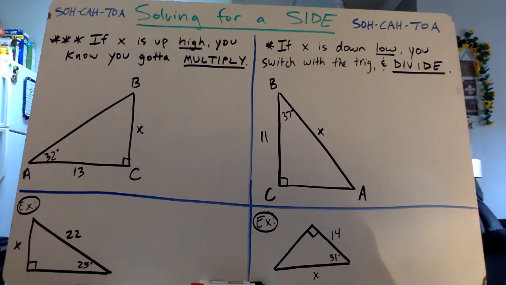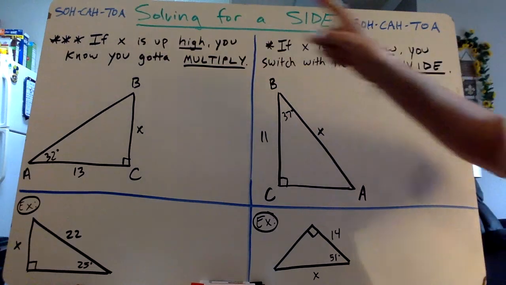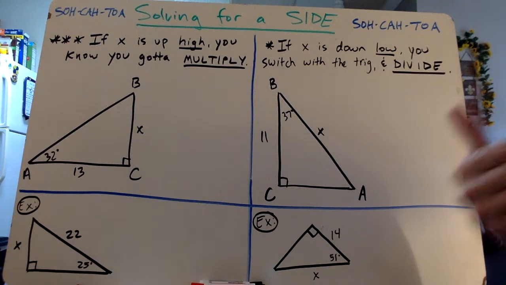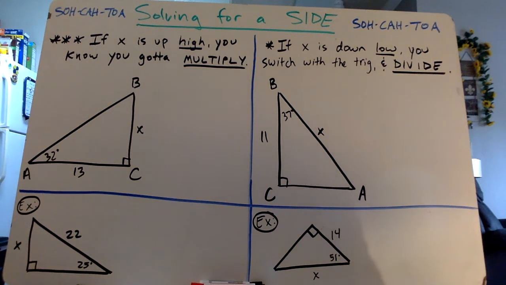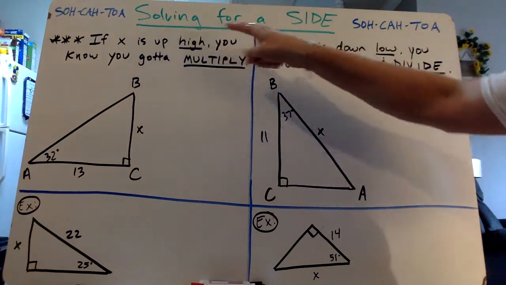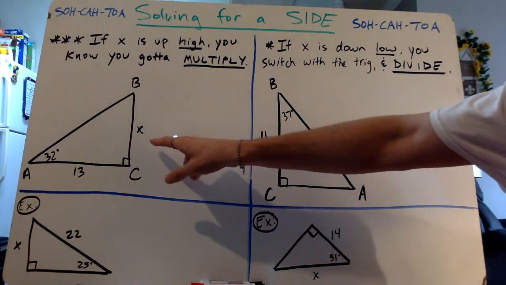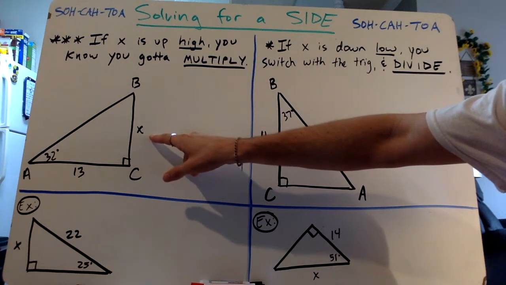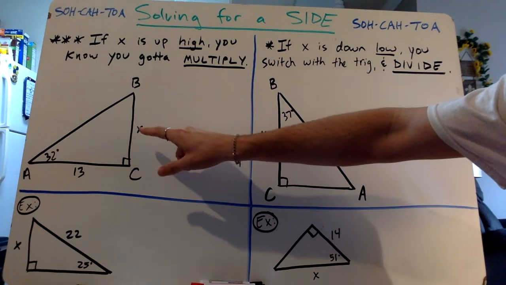All right, so I've got solving for a side. Notice I put SOHCAHTOA on both sides because that is your best friend. Part of that video, because the goal here is we are solving for a side. Here I've got x there. That's what we're solving for. We're solving for x.